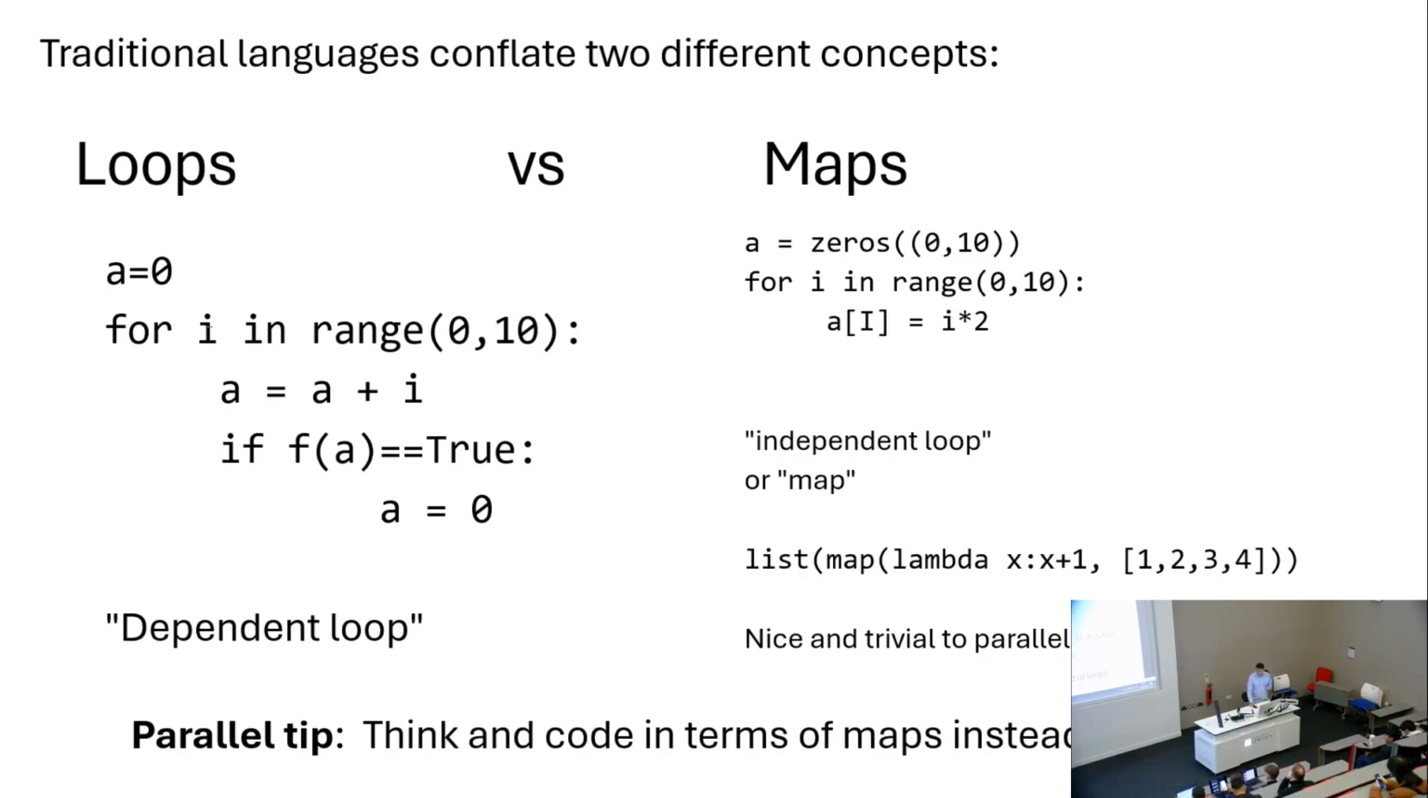There may be some clever way to rewrite the algorithm to make a parallel program that does the same thing, but you're not going to be able to parallelize it directly. So when we do parallel programming, it is useful to hold this distinction in our minds and to try and stop thinking about loops and think much more in terms of maps.